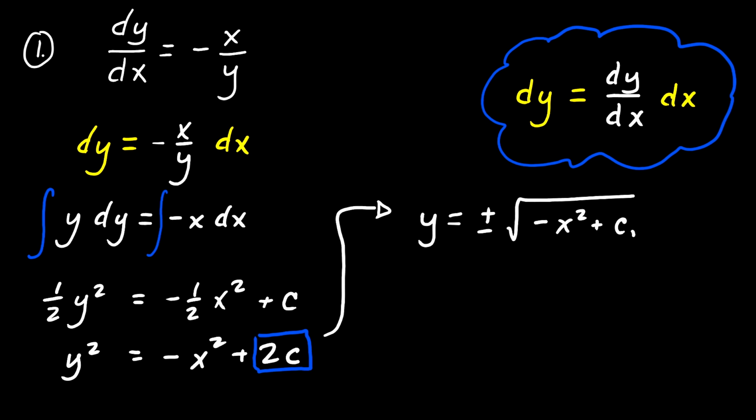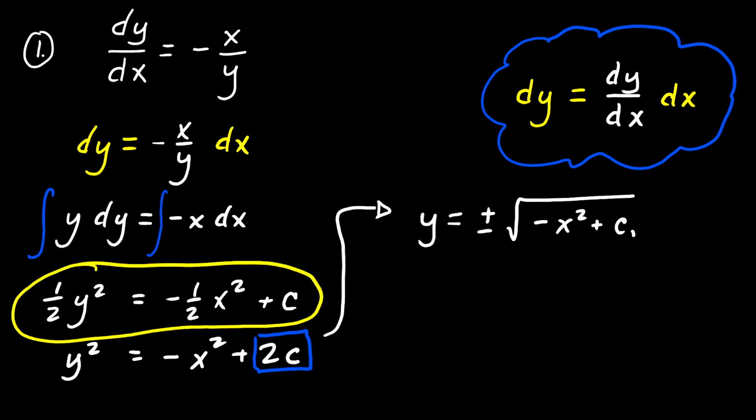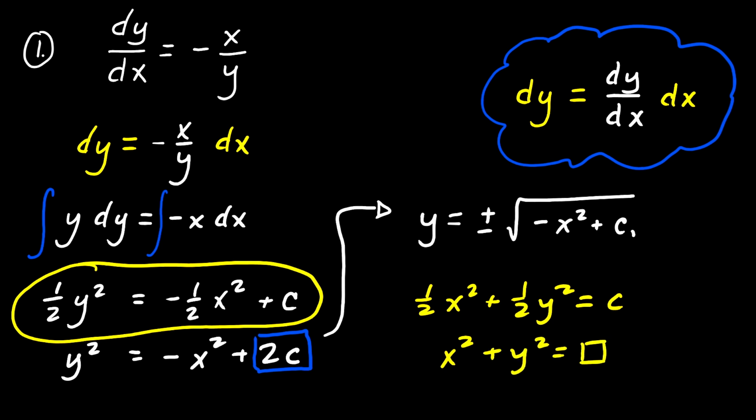Now again, some people may have recognized that equation there. Had I moved the x term over, I would have had 1/2 x squared plus 1/2 y squared equaling c. And multiplying by 2, I would have x squared plus y squared equals some other constant. I can say 2c. Some may recognize this as the equation of a circle.